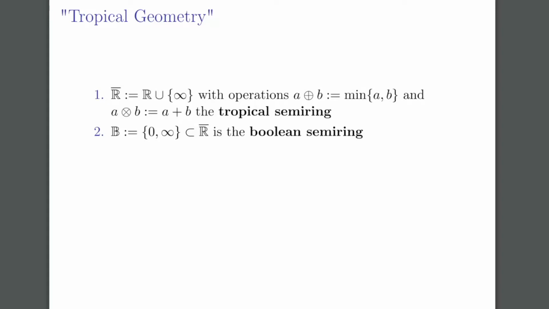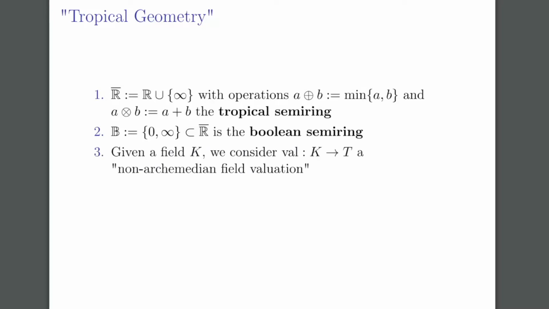And this is a tool in algebraic geometry. So how do you go from algebraic geometry to tropical geometry? Well, if you have a field K, we can consider something called a non-Archimedean field valuation, which is a map that takes you from K to the tropical numbers. Oh, I called it T here. It should be R bar. I'm not going to tell you what a non-Archimedean field valuation is because it's not very important to this talk. I'm going to tell you an example of one, though, and it's the trivial valuation.